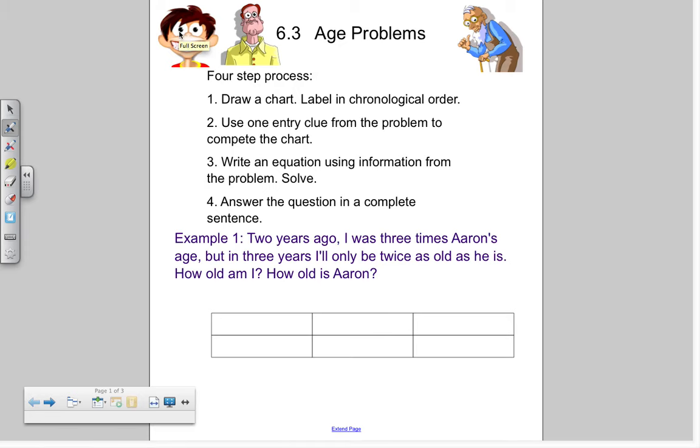6.3, age problems. This is a tricky section because it involves a lot of heavy-duty word problems that you have to translate into algebra. You'll find algebra is a much better approach than guess and check because you get to the answer faster. And it's the way I would expect you to do each of these problems. So you have a bunch of them in this section.